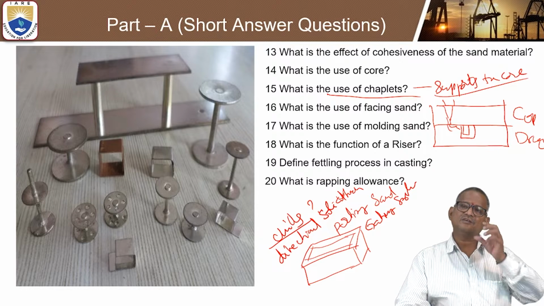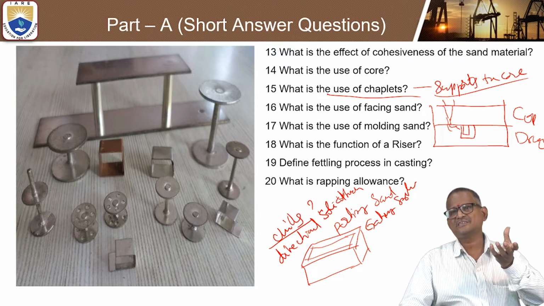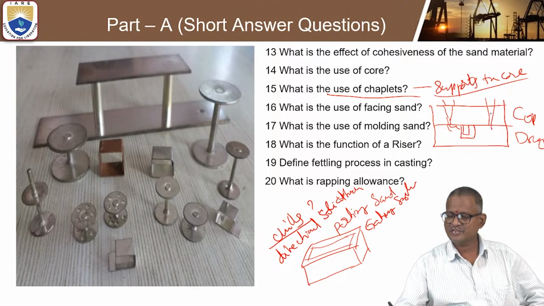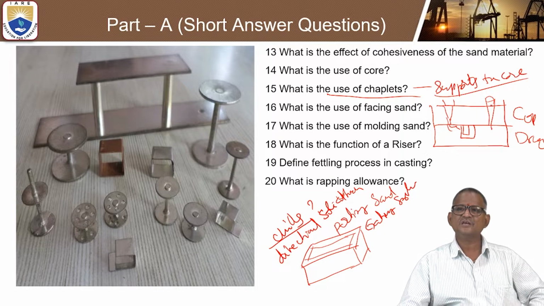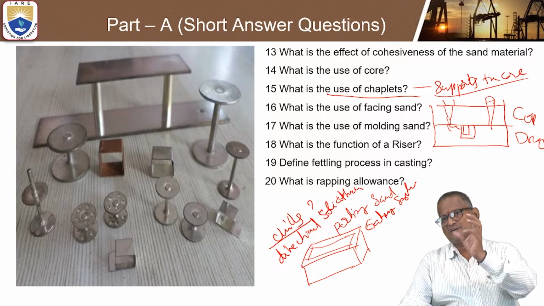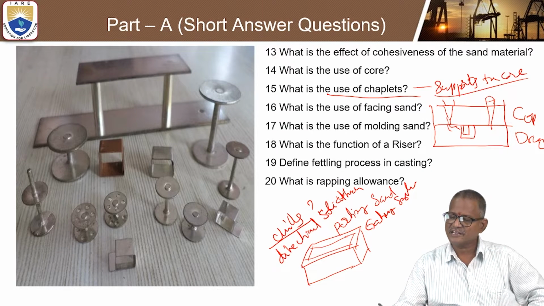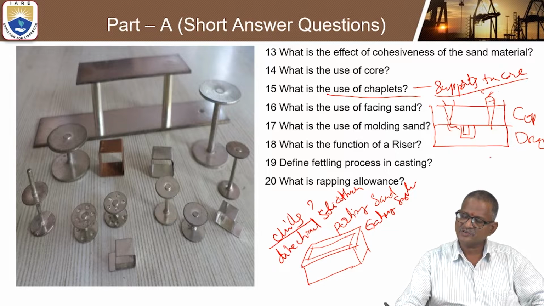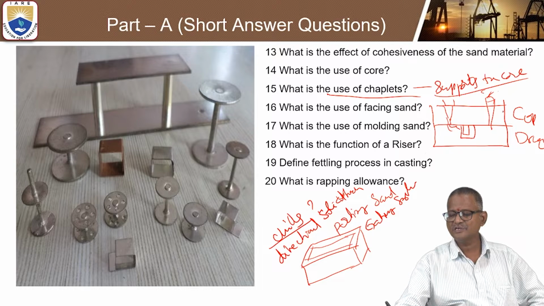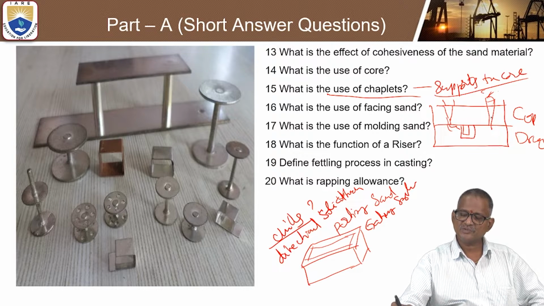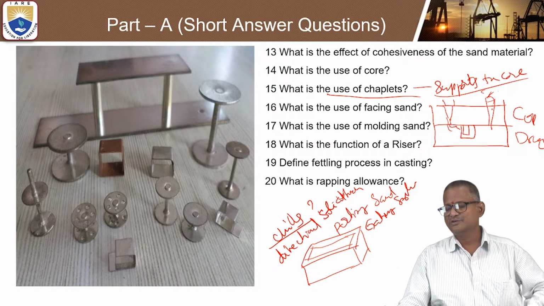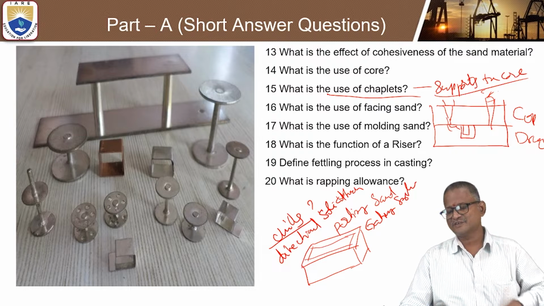Another important thing: every student gets confused about the riser and runner. Both are the same thing, both are tapered, and the same size also. The function of the riser is that you should be able to check whether the molten metal is filled or not. From here, some amount of metal comes out instead of the runner. By seeing this, you can check whether the molten metal has filled the mold cavity or not. For that reason only we use the riser. That is the function of the riser.